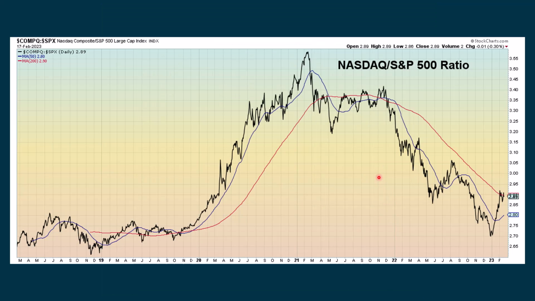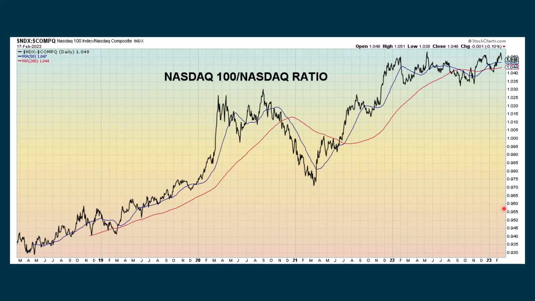And the NASDAQ against the S&P 500 shows how the NASDAQ has been underperforming, but really bouncing back at the beginning of 2023. And here's the NASDAQ 100 compared to the NASDAQ. And the NASDAQ 100 continues to outperform the NASDAQ, even though it saw some recent weakness.